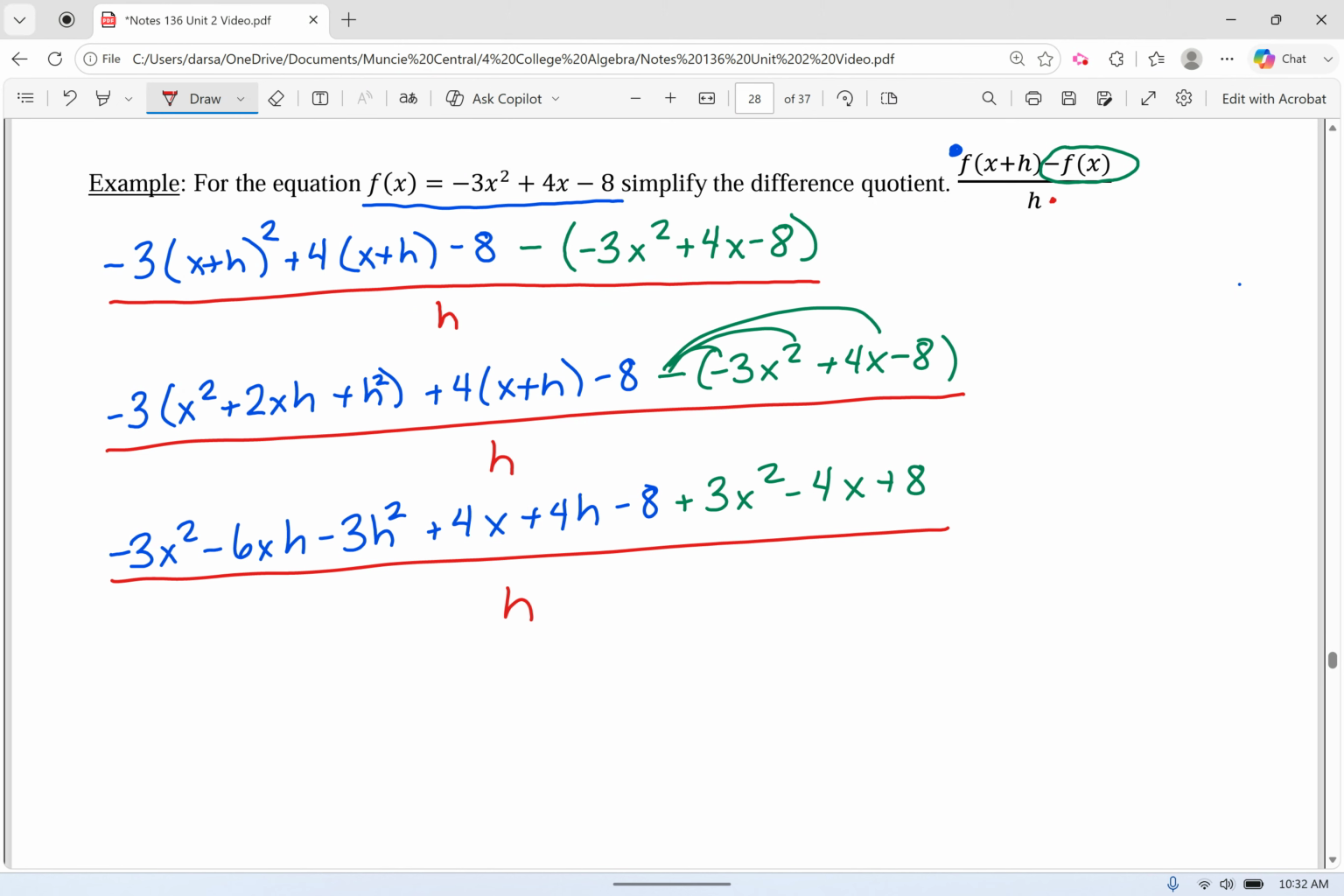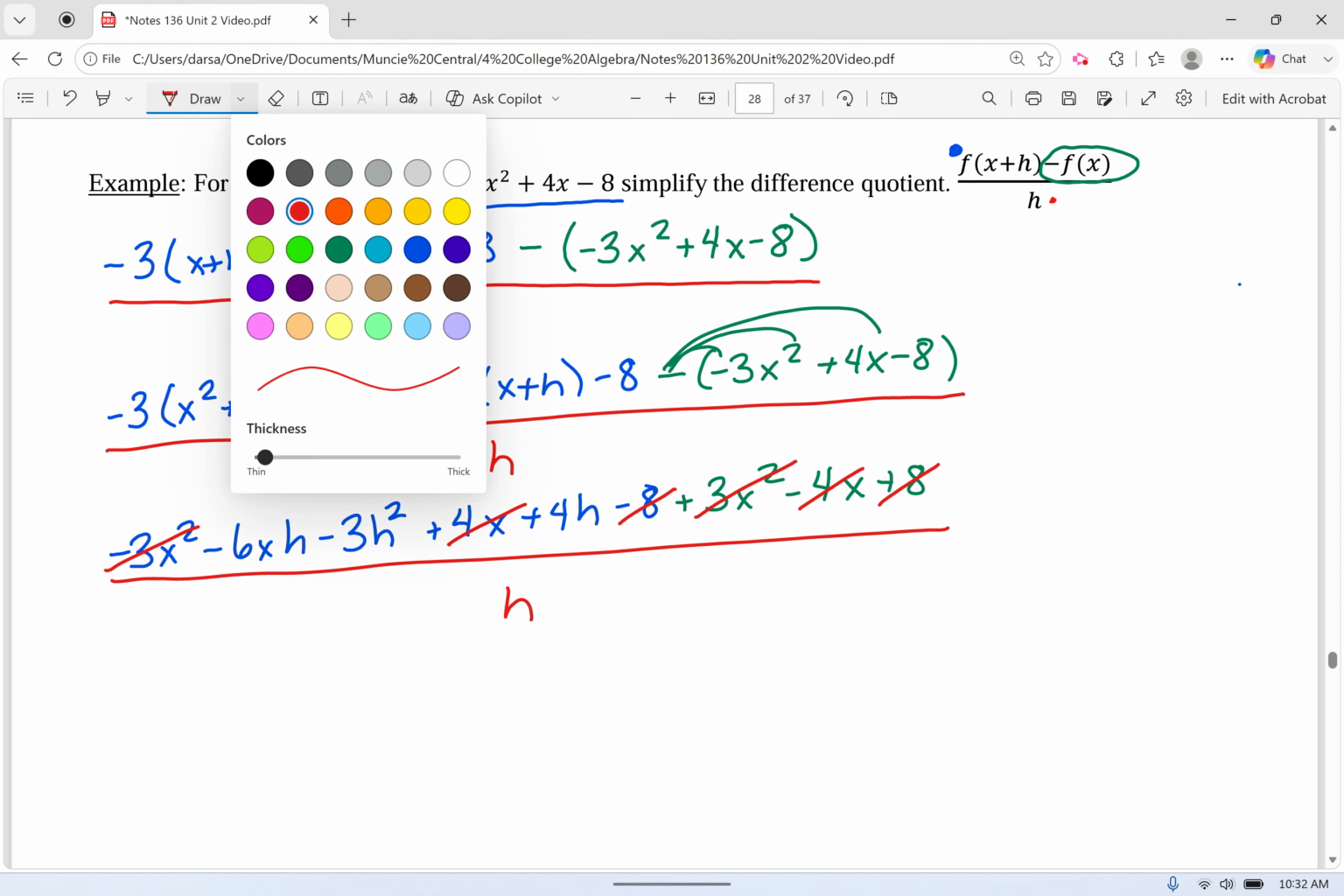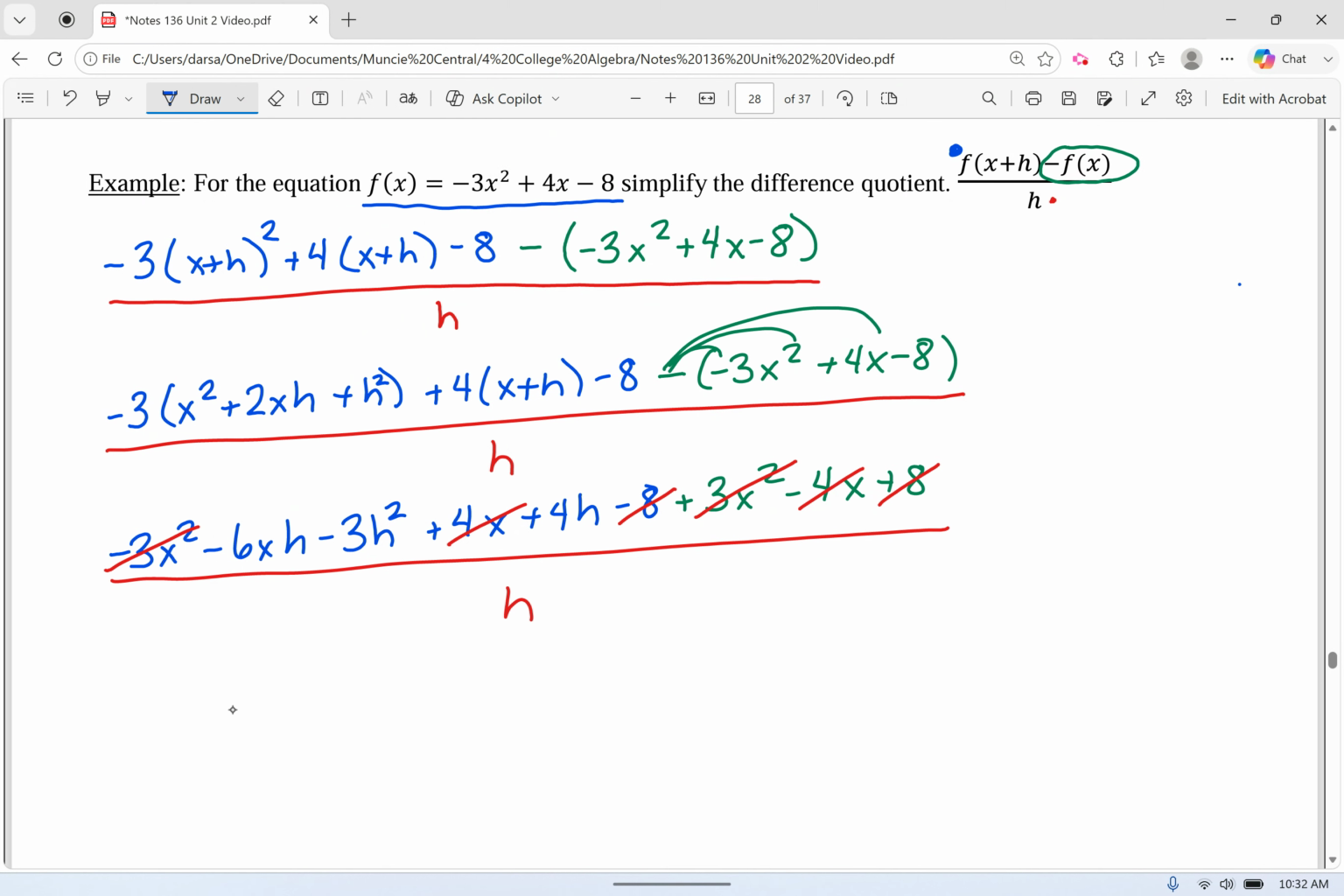Now, what's really cool, remember, if it doesn't have an h, it should have an opposite to make it a 0 and cancel it out. So 3x squared minus 3x squared, 4x minus 4x, negative 8 plus 8. Everything left has an h in it. So we see negative 6xh minus 3h squared plus 4h.